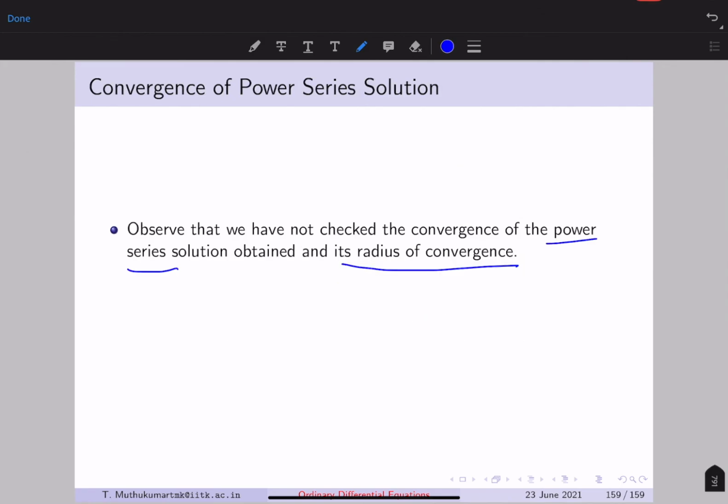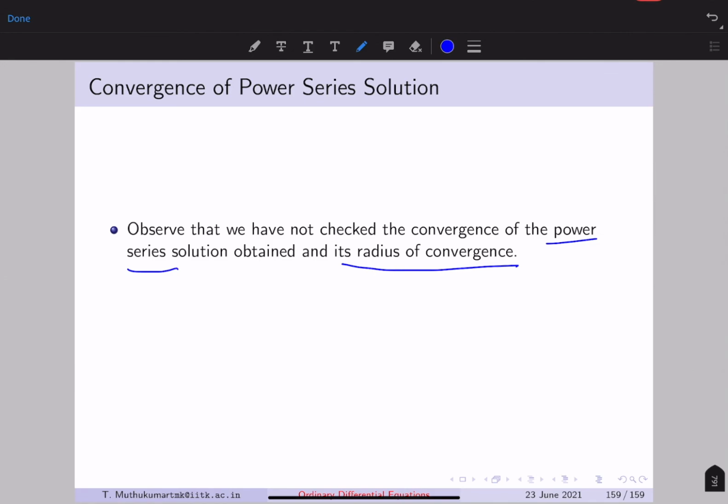Okay. Similarly, where does it converge? If it converges, what is the radius of convergence for this power series? That is also a question one needs to verify. These things we are not going to verify in this course, but these are the questions that you should worry about, is what I'm trying to highlight here.